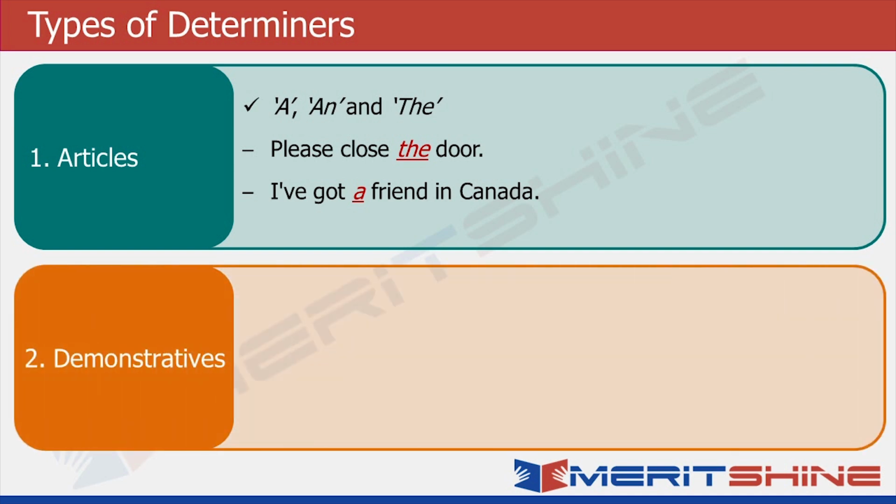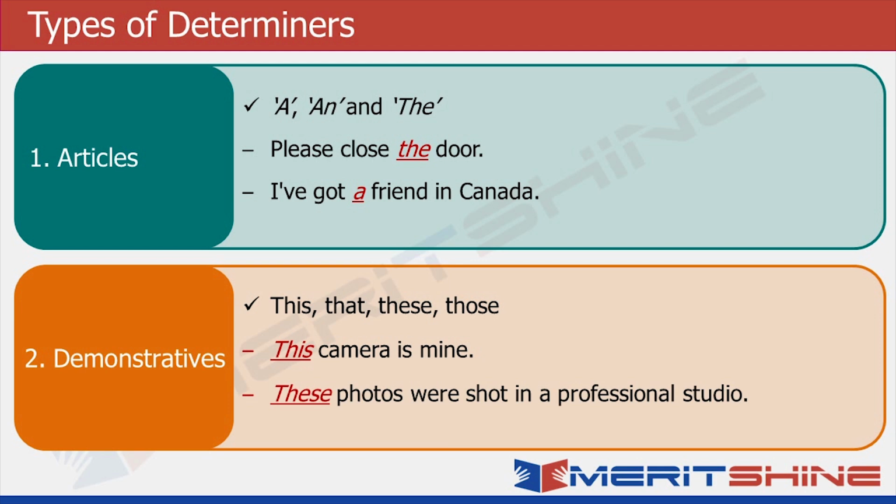The second type of determiners is demonstratives, such as this, that, these, those. Demonstratives always refer to specific nouns. This camera is mine. These photos were shot in a professional studio. This and that are used for singular nouns and these and those for plural nouns.